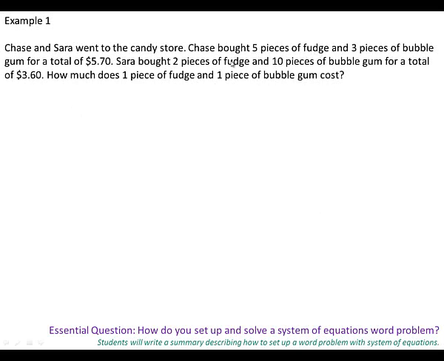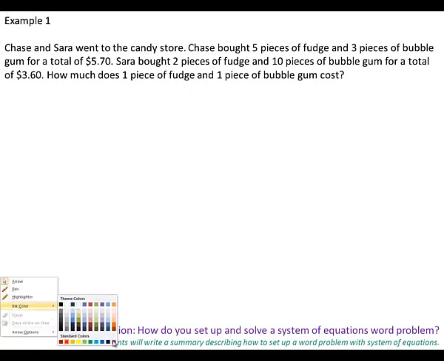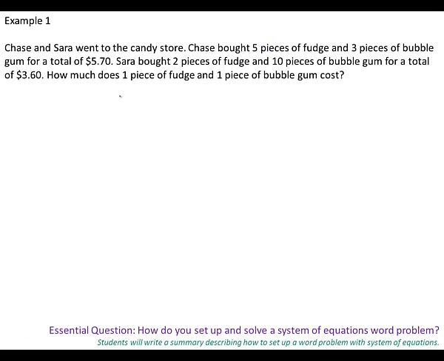In this one, the way that I would do it is I would write a Chase equation and I would write a Sarah equation. Actually, before I talk about that, I'm going to talk about my variables. I don't have to use X and Y. In fact, sometimes it's easier if I don't. I know that there's a fudge and a bubble gum, so I have to tell the person who's grading it what they stand for. So I'm going to say F stands for fudge and B stands for bubblegum. So I'm going to write a fudge and a bubblegum equation.